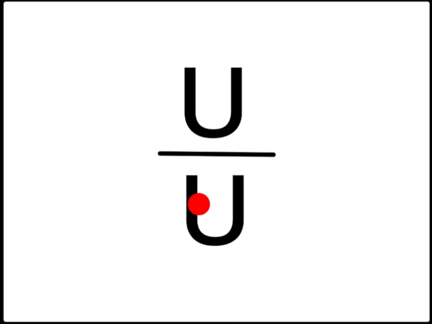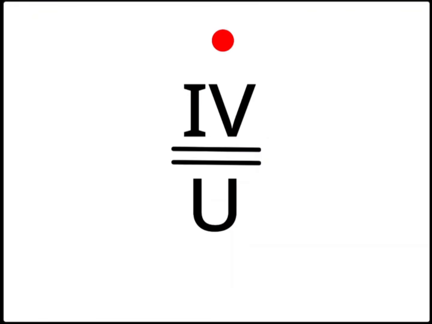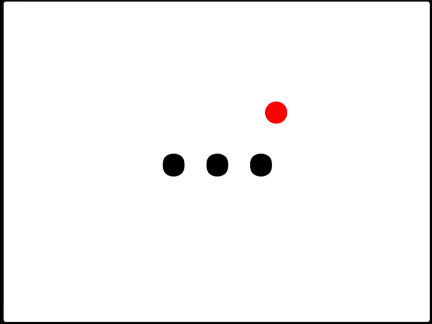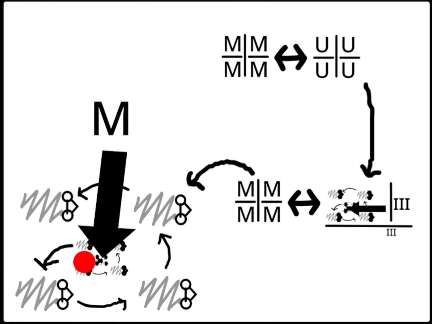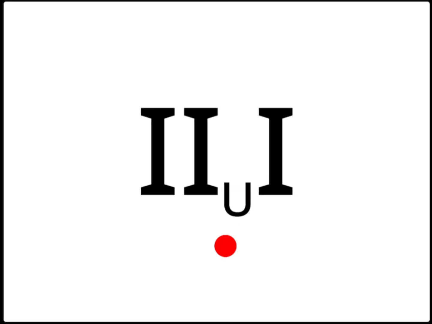So then we can do U with U lines, U with U with U lines, U with 2 lines, and then IV, and we can do the same thing all over again until we get to this spiral thingy, which is equal to U. But now in this, we're replacing the M's with U's. So it's the whole thing all over again, but instead of starting with M's, it starts with U's. So this is equal to 2U, IIU, with a little U in the subscript.